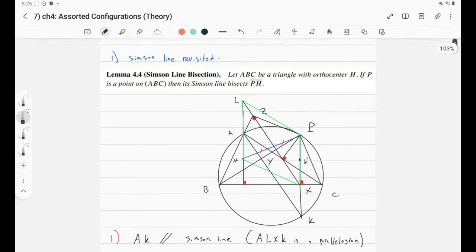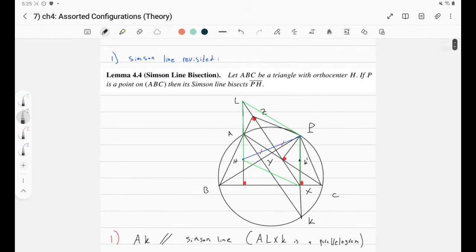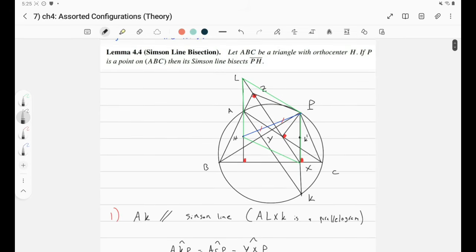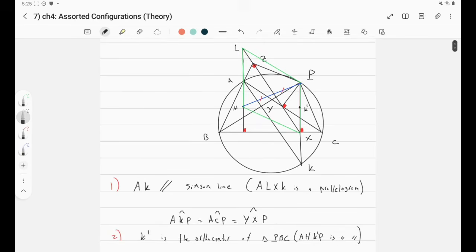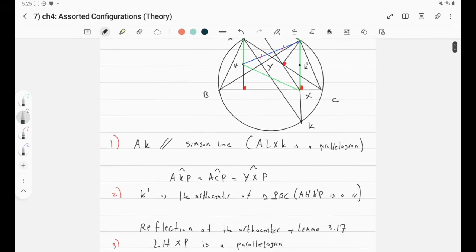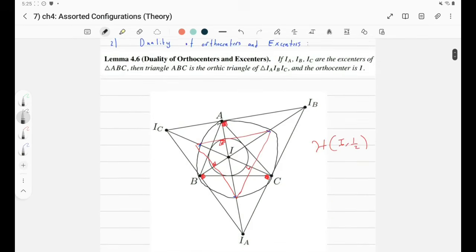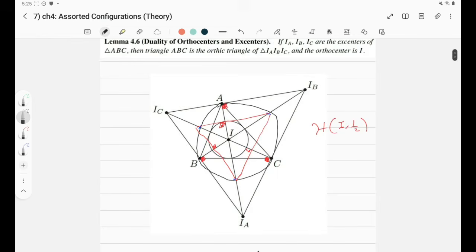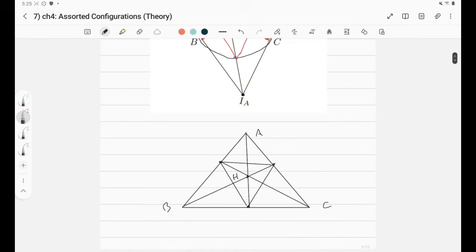Okay, so just a quick recap, we discussed the Simson line. We said that the Simson line bisects PH. This is very important. To prove it, you need to have 3 parallelograms, and each one is built on the previous. Also, we have this nice duality of orthocenters and excenters. So if you just have an excentric triangle, then you also have an orthic triangle, right? Keep that in mind. You can either have it in this diagram or this diagram.